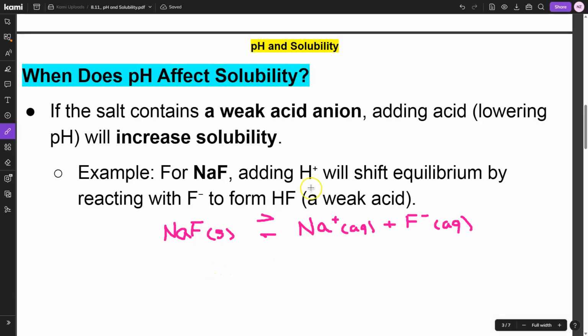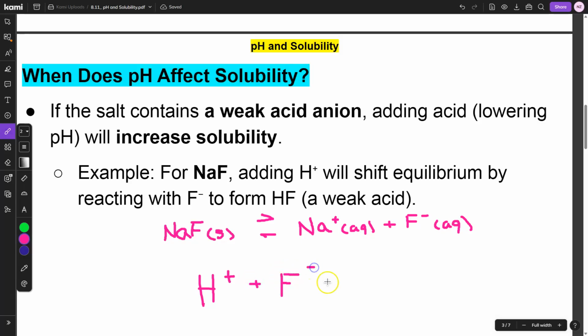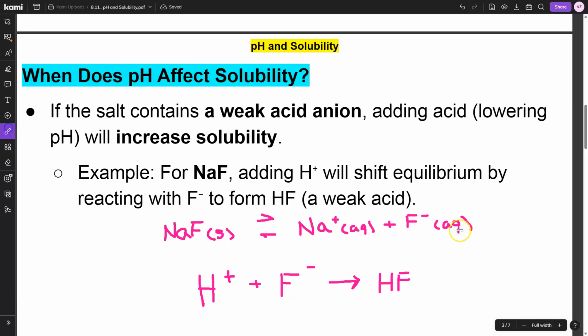Now if I add H+ to our solution, that would be coming from an acid. Hydrogen is positive, and opposites attract, so it's going to want to come in here and scoop up those fluoride ions to form HF. So the other reaction is that H+ combines with F- to form HF. By doing this, it's going to remove fluoride from the system.